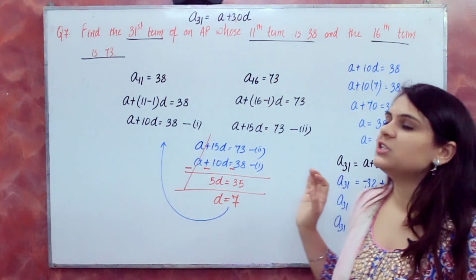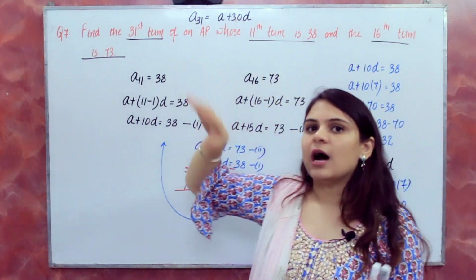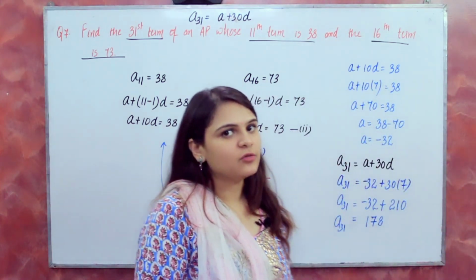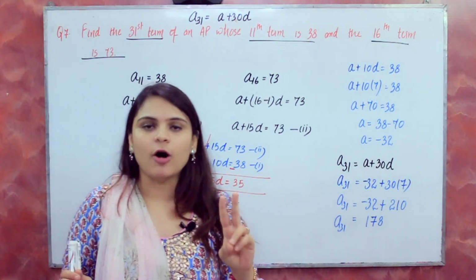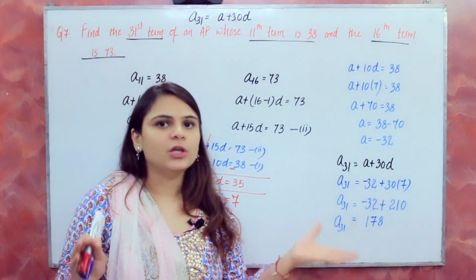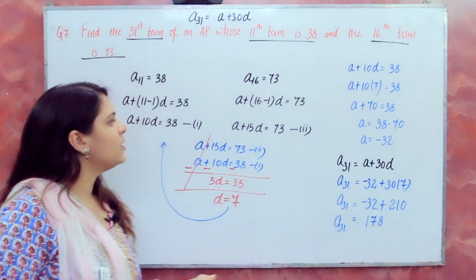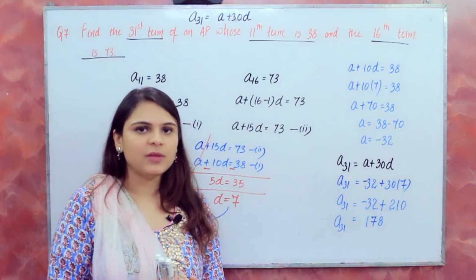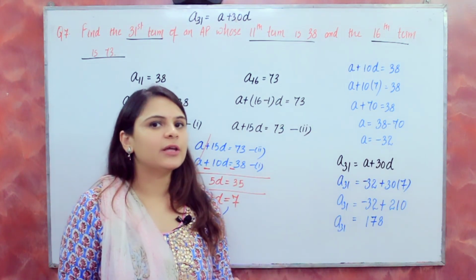So these types of questions are very important. When in the question they give you two terms and they ask you another term. So we have these types of questions in our next exercise as well. So there is a simple thing you have to do: firstly you have to form two simultaneous equations, and when you get two simultaneous equations, you can solve them by using the elimination method or the substitution method, whichever you want. From there you'll get the value of the common difference and the first term, and then it's very easy, just simply put in the formula and substitute all the values. This way you'll get your answer.